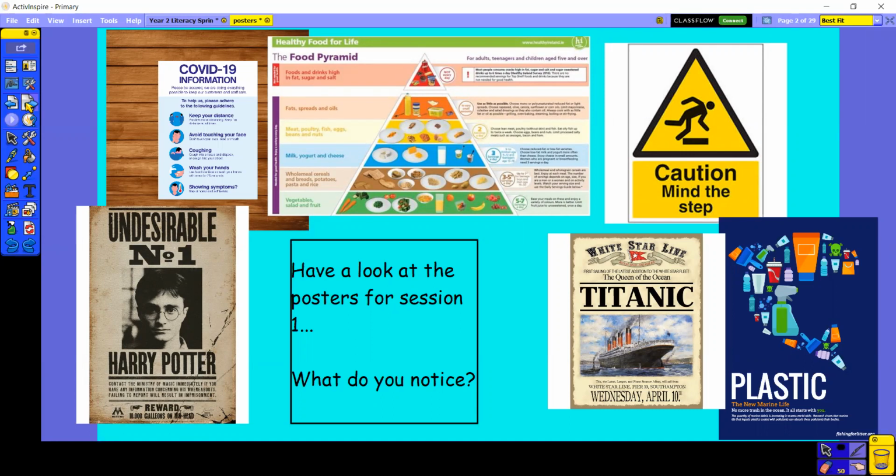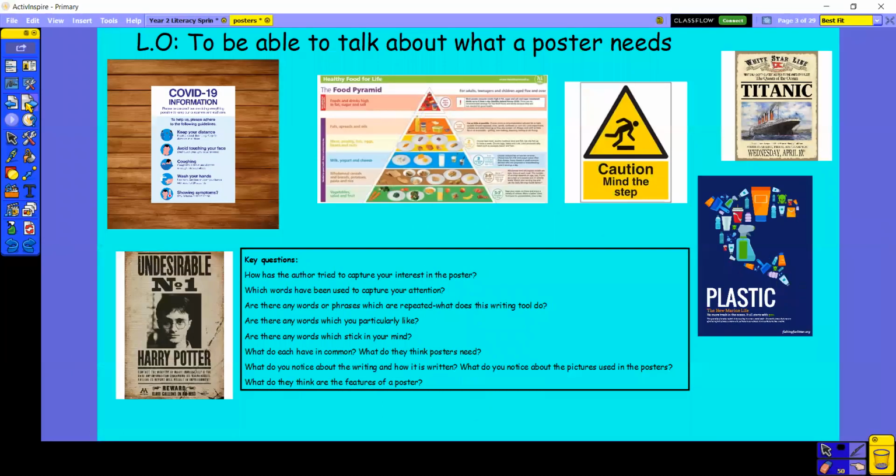What I want you to do is just talk about what you notice about these posters. Grown-ups, I have put a little bit of helpful hint on the next slide. I'm also putting up on the website a list of key questions that you can ask your children. Or what you could do, if you wanted to, is pause the video after I've asked each question and have a look at each of the posters and see what answers you can come up with.